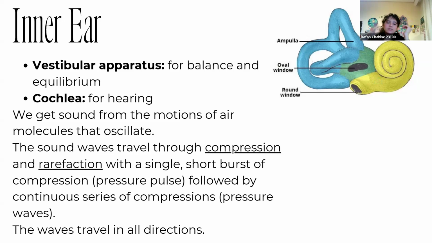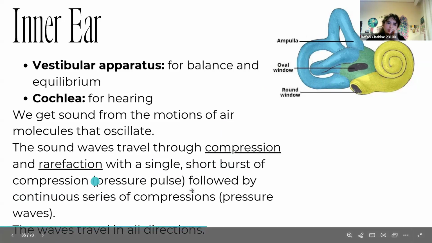sound waves, we know, are basically vibrations of air molecules. Now, the way that these vibrations are oriented is through compressions and rarefactions. From the name, compression is when the sound waves compress the air molecules, and rarefaction is when they're far apart, okay? And we're going to see exactly what that means. And then it was mentioned in the lecture, a single short burst of compression, which is a pressure pulse, followed by a continuous series of compressions or pressure waves, and we're going to see where all of that happens, okay?